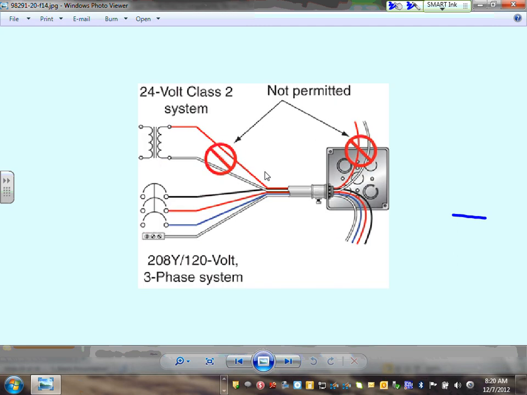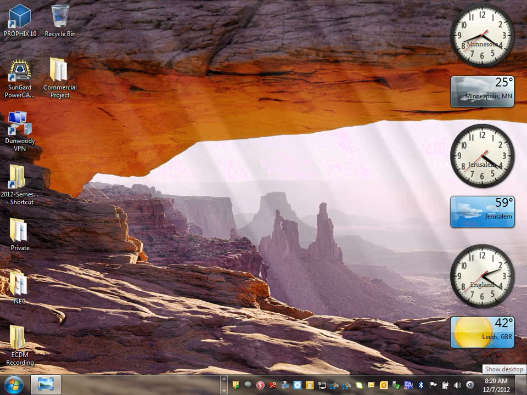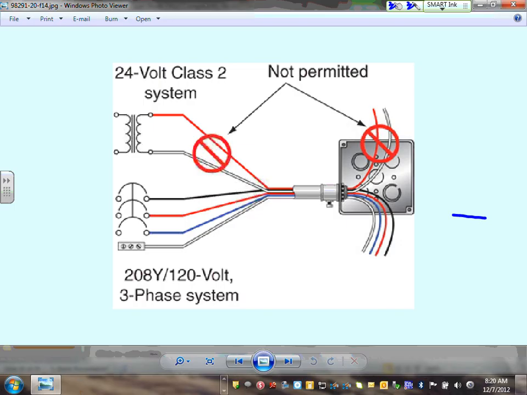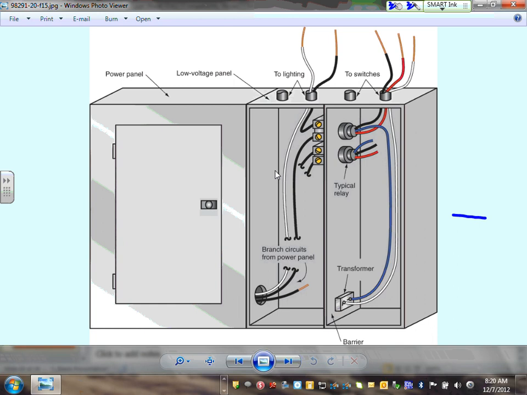Okay, the last thing, my friend, is the code requires you... This is a class 2 circuit. Class 2 circuits, can you guys see these? You can't put them in the same box. You have to separate them. Can I have thumbs up, Chad? We fully understand that. Separation between the class 2 circuit and power circuit. That's it. And we talked about separation in a box.